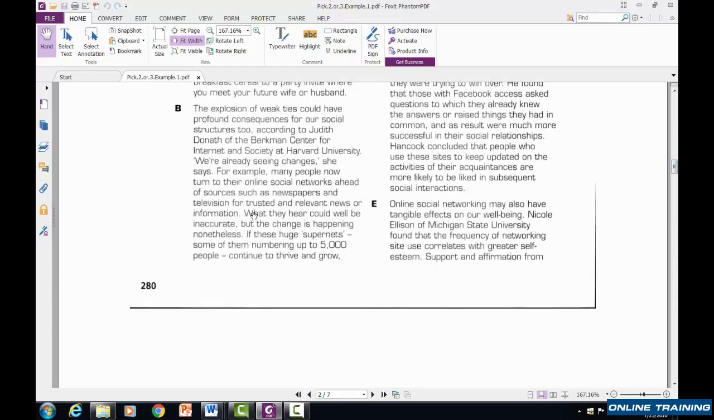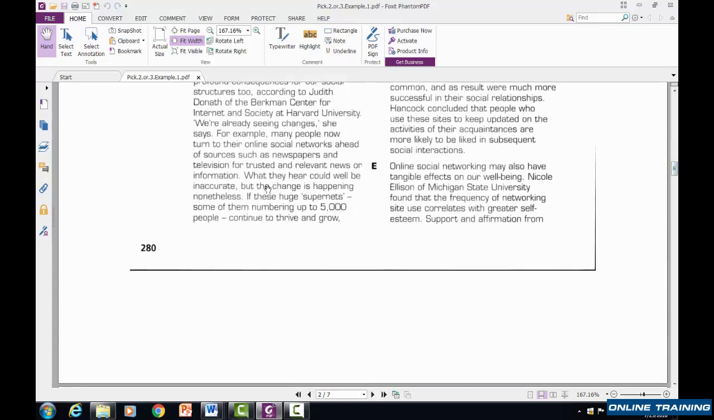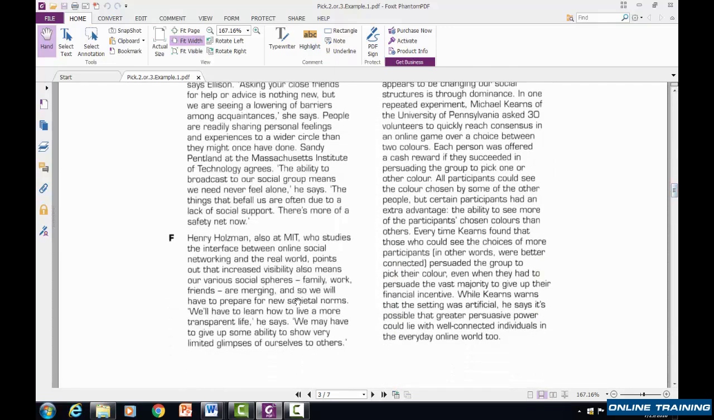All right, and so here it also talks about what people hear in the social networks could well be inaccurate. All right, so those are two negative things that I had seen when I was going through it right here. You see where the hand is. What they hear can be inaccurate, but the change is happening nonetheless. That's negative. And down here in paragraph F, where people are talking about learning how to live a more transparent life and giving up the ability to show very limited glimpses of ourselves.